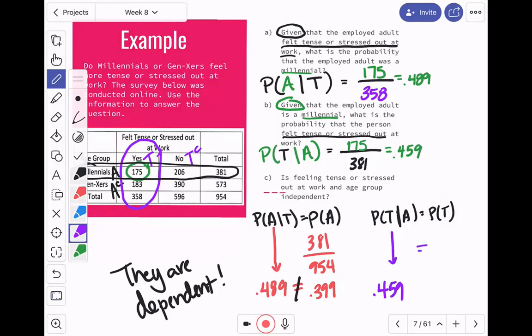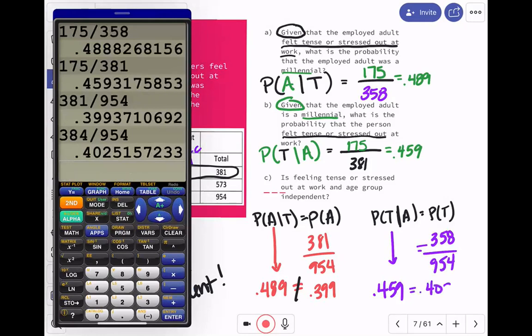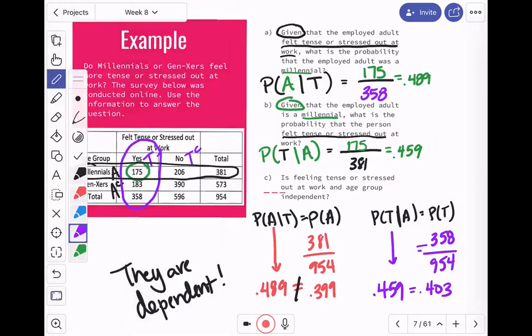I need to calculate the probability of T. Well, the probability of feeling tense, or yes, T, is 358 out of 954. That's equal to 0.403. Are they equal to each other? No. We wouldn't expect them to be equal to each other, because if it's not independent here, it won't be independent here as well. So again, this is no. That shows that they are not independent.